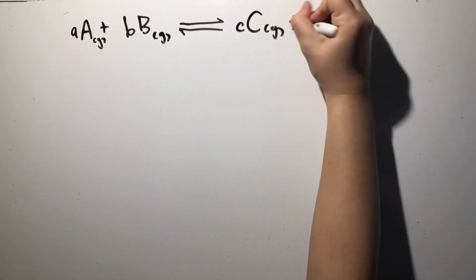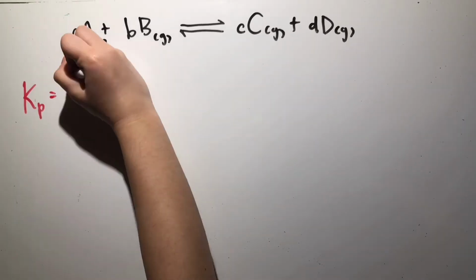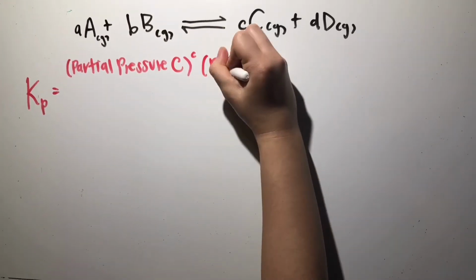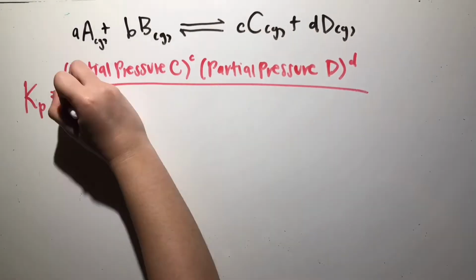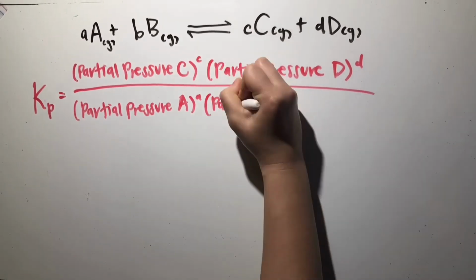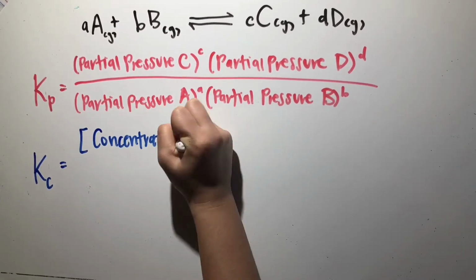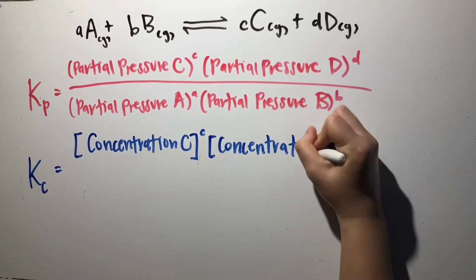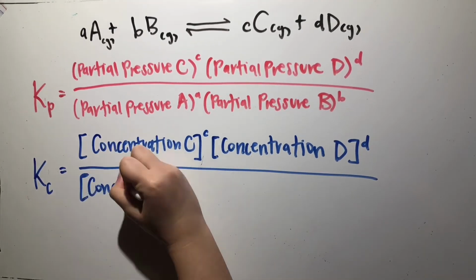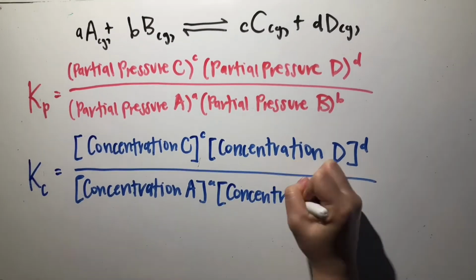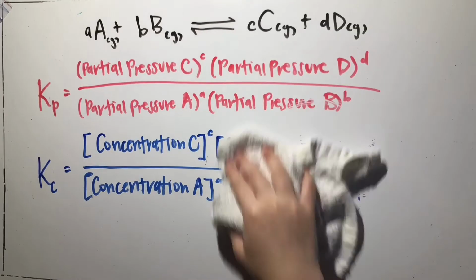Now let's talk about Q and K. Kc is the equilibrium constant. The equilibrium expression is the concentration of aqueous products over the concentration of aqueous reactants at equilibrium. Kp is the pressure constant. The equilibrium expression for Kp is the partial pressure of the products over the partial pressure of the reactants. Solids and liquids are not included in equilibrium expressions.